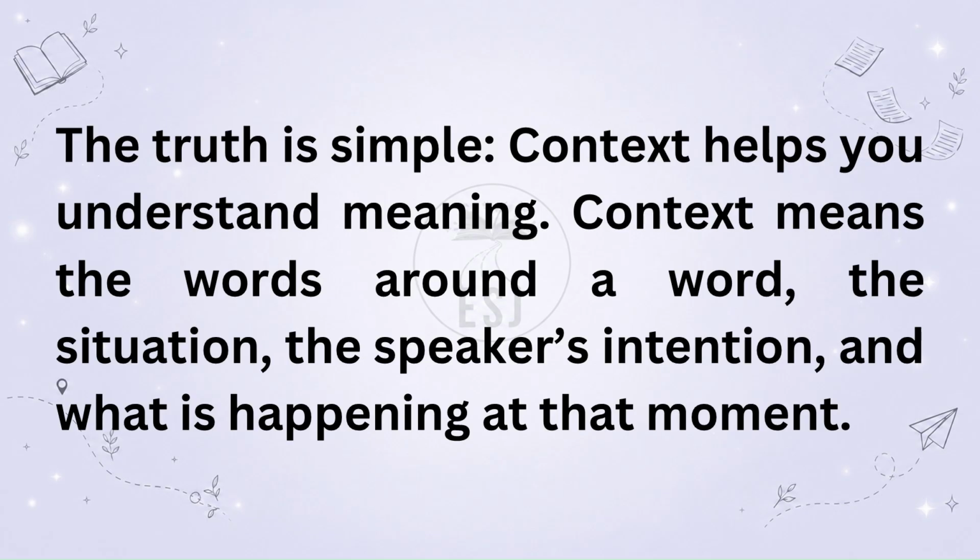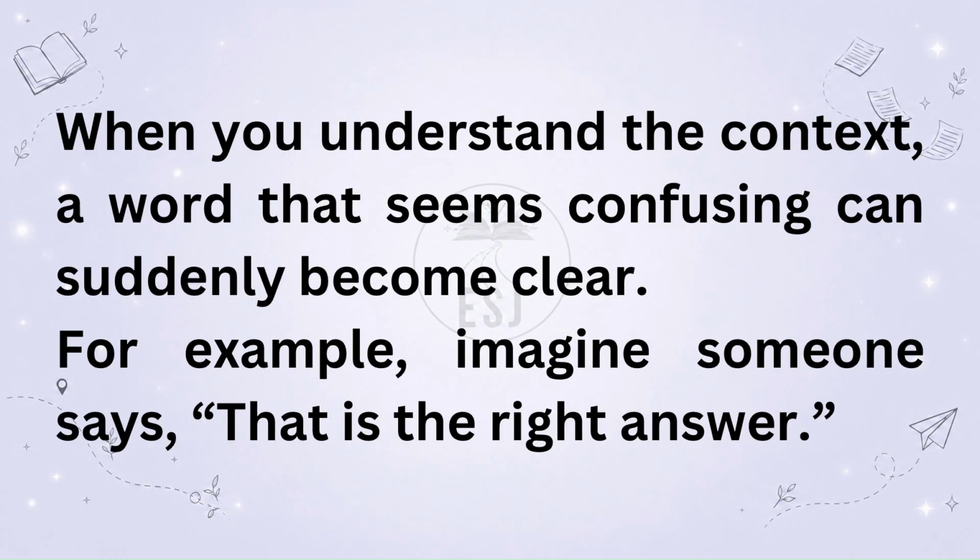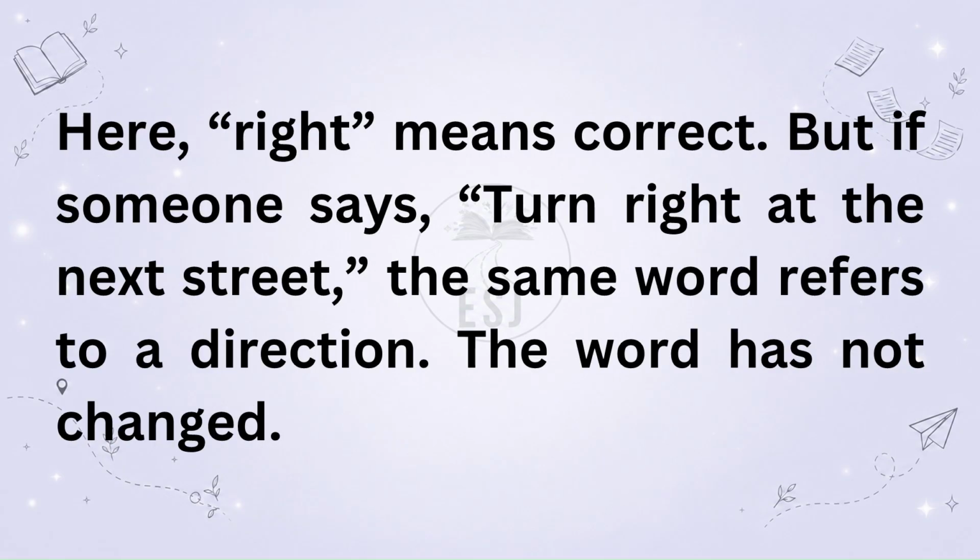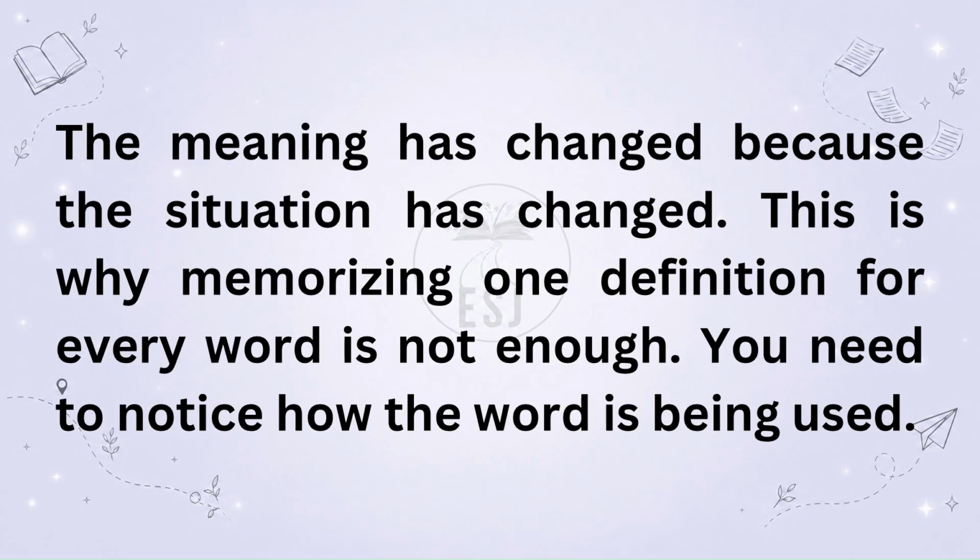Context means the words around a word, the situation, the speaker's intention, and what is happening at that moment. When you understand the context, a word that seems confusing can suddenly become clear. For example, imagine someone says, "That is the right answer." Here, right means correct. But if someone says, "Turn right at the next street," the same word refers to a direction. The word has not changed. The meaning has changed because the situation has changed.